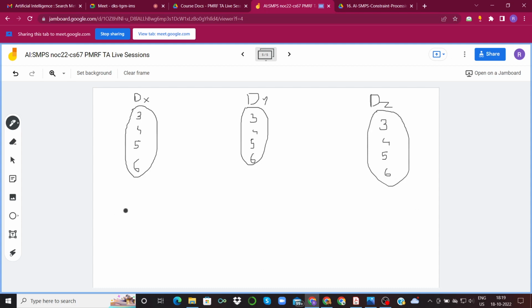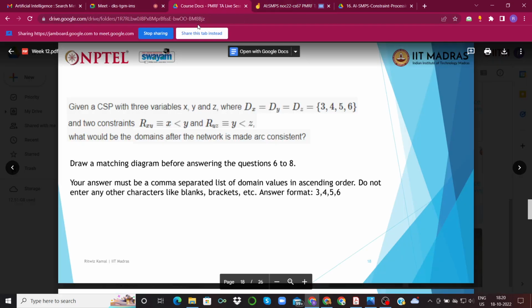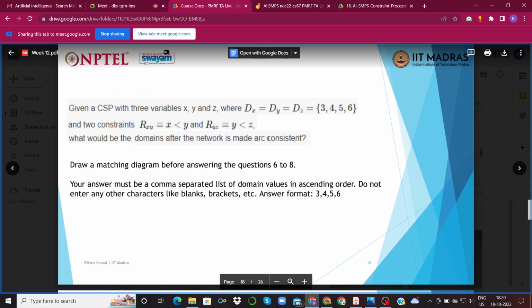Okay, now what were the constraints given to us? X has to be less than y, and y has to be less than z. Okay, so let's just check quickly. Yeah, these were the constraints given to us.